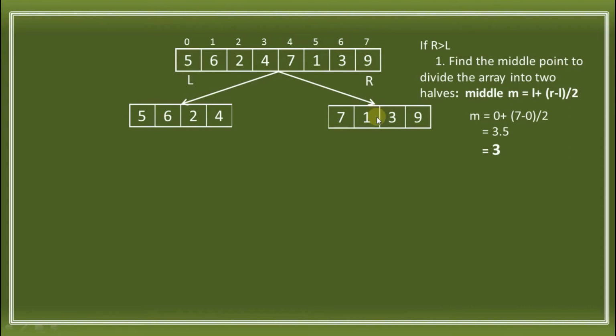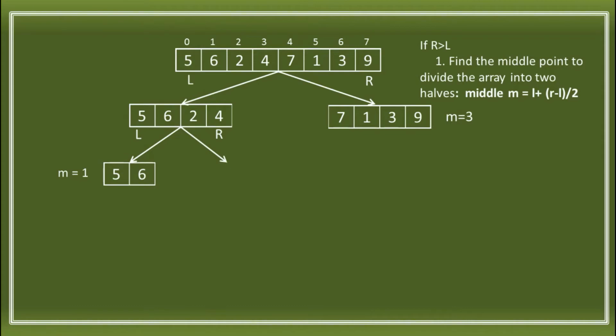Next, hanapin ulit natin dito sa unang hati. Sa first half, tatanungin ulit natin yung condition: if R greater than L. Yung R natin ngayon, guys, is 3. L natin is 0 pa rin. So, 0 plus 3 minus 0 divided by 2, that is 1.5. Kunin ulit natin yung ceiling. The ceiling is 1. So, basically, dalawang element ang makukuha natin. Kung titignan natin dito sa una, 0, 1, so ibig sabihin, dalawang element ang kukunin natin. So, we have the next half, 5, 6, then another half, that is 2, 4.